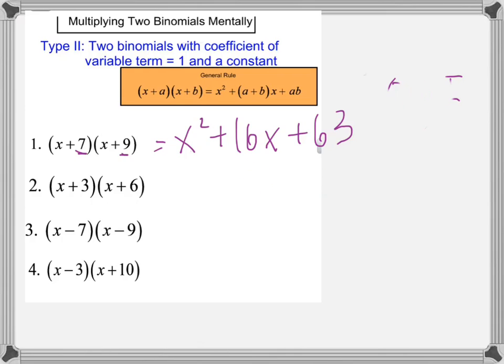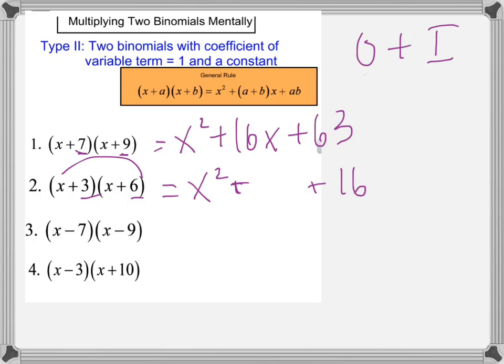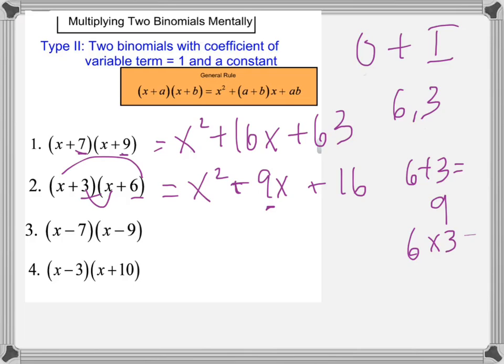Okay, so right here, you're going to have an x squared, that's going to be your F term, and your last term, your L term, is going to be 6 times 3, which is 18. It's going to be a plus 18 here. And then the middle term, the O plus the I term, is going to be 6x plus 3x, which is 9x. Okay, so again, you can see that 6 plus 3 is 9, and that's going to be the coefficient here. And 6 times 3 is 18, and that's going to be the constant in the trinomial.